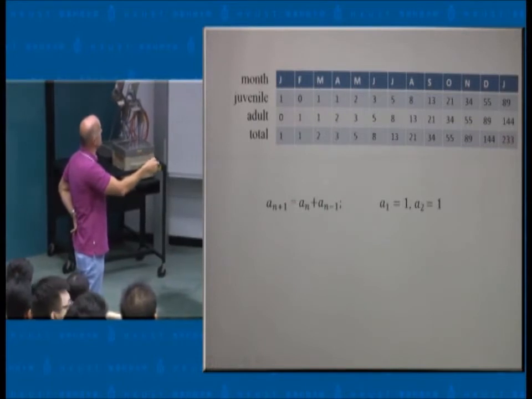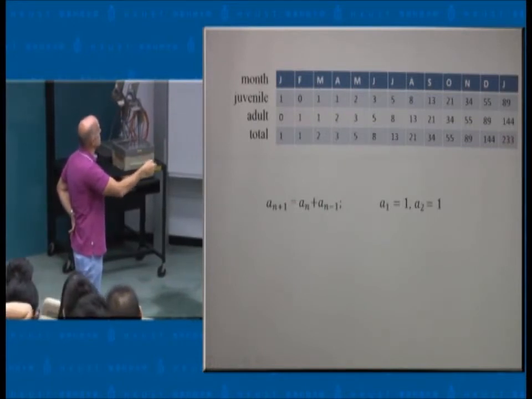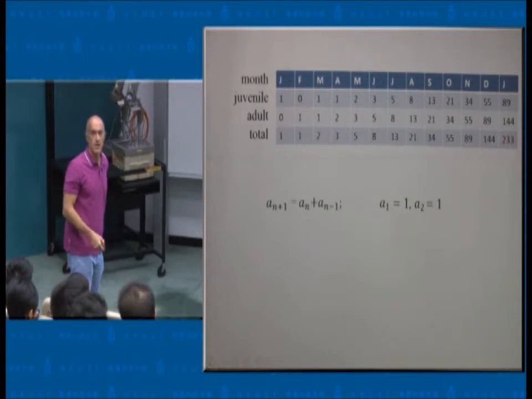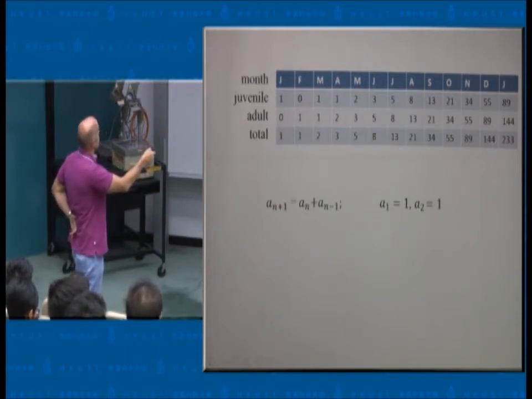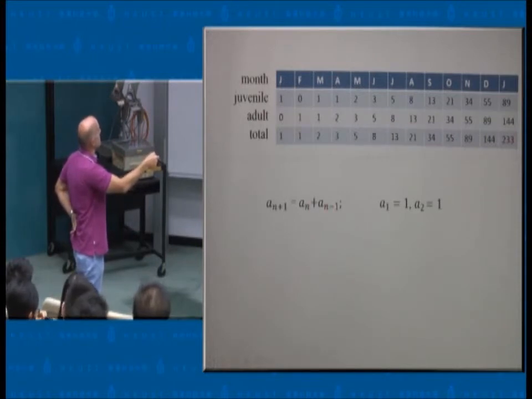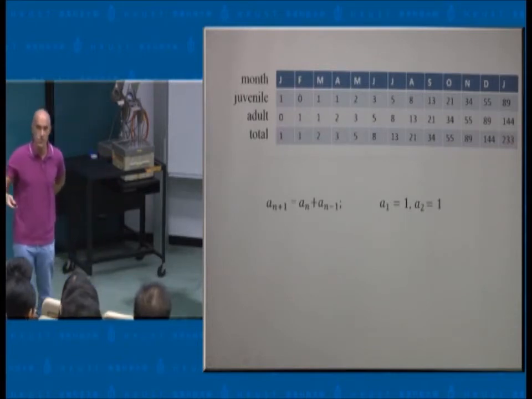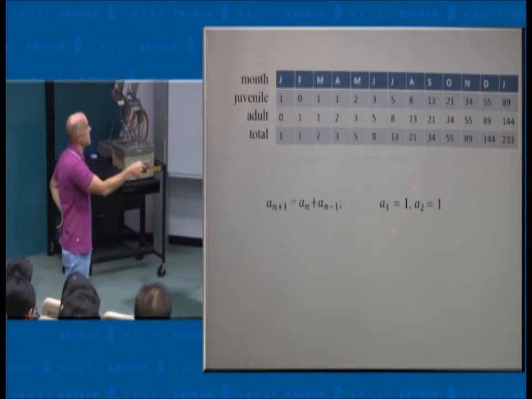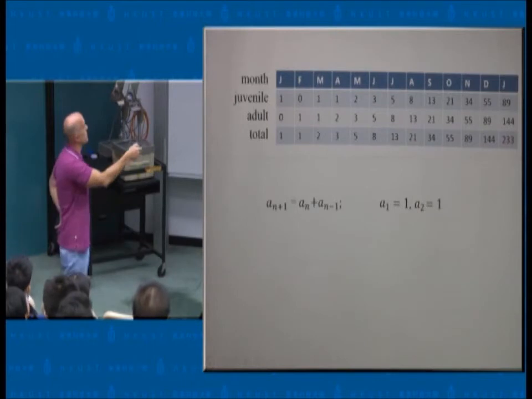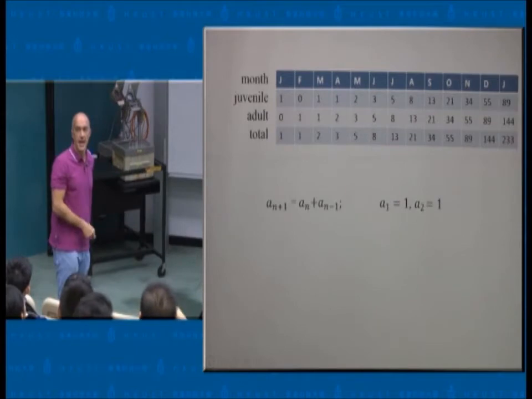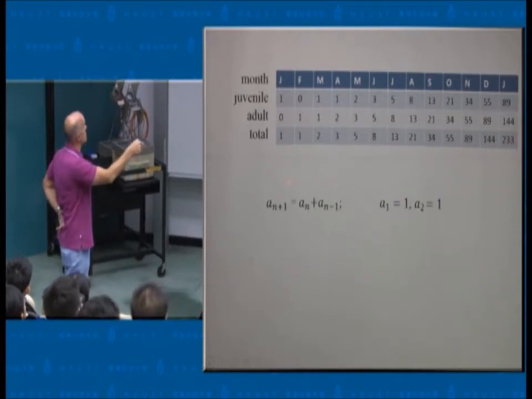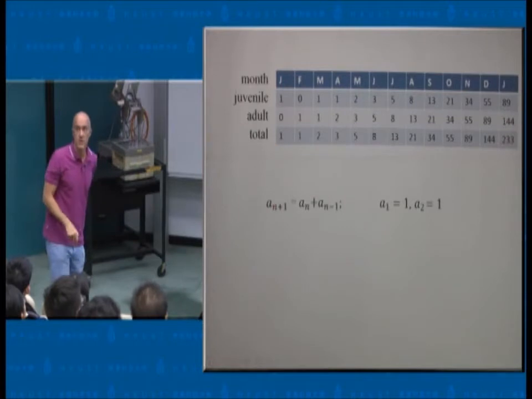This equation by itself is not complete because you need to start somewhere, right? So you cannot get A1 because that would be A0 plus A minus 1. But there is no A0 and A minus 1. There's only A1 and A2, right? So you have to specify the initial conditions of this equation. So the initial conditions are A1 is 1, A2 is 1. Okay? You cannot get A1 and A2 from a difference equation that looks like this. You have to specify it.